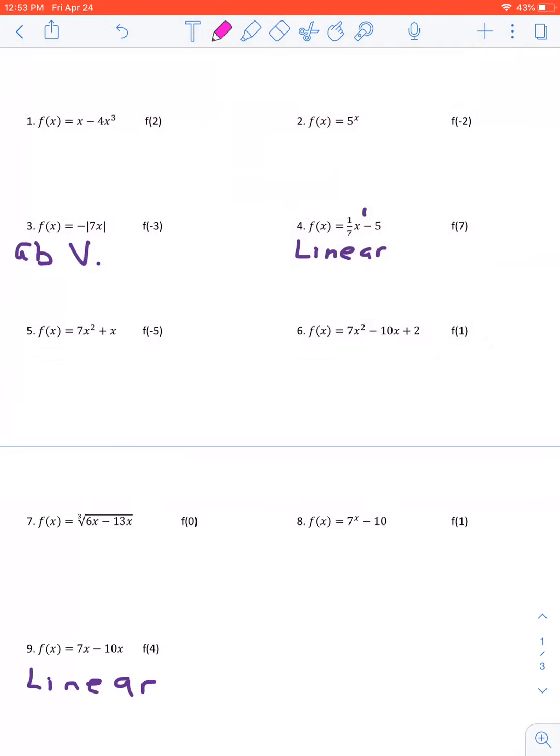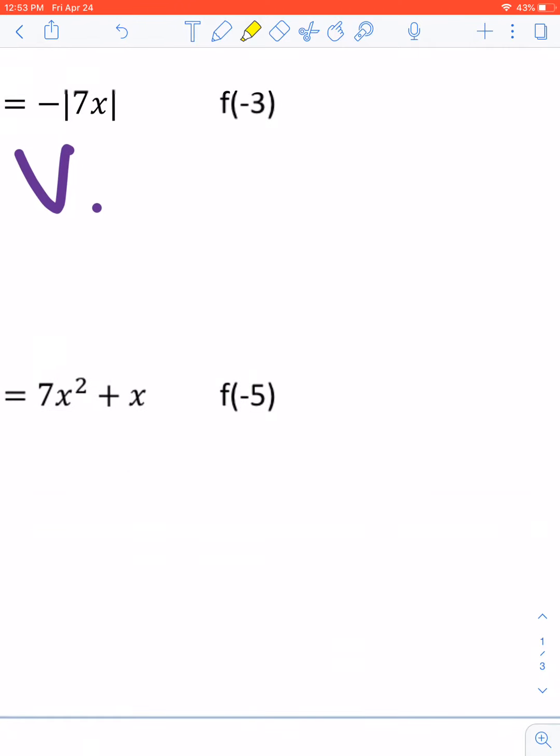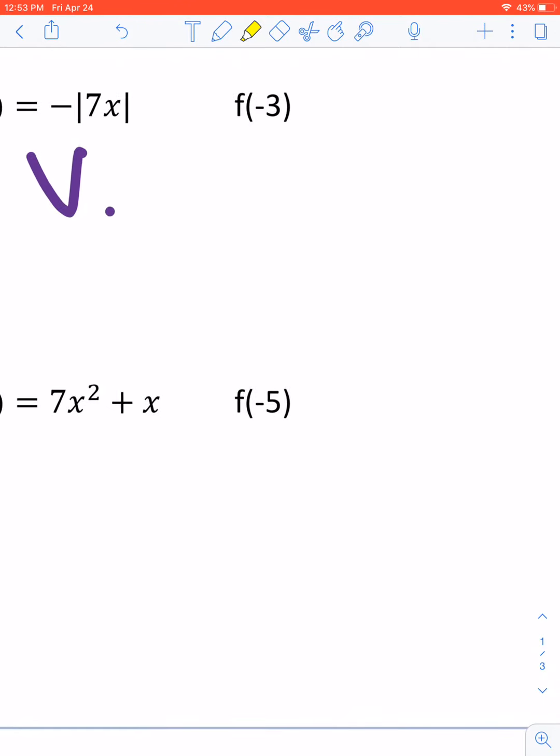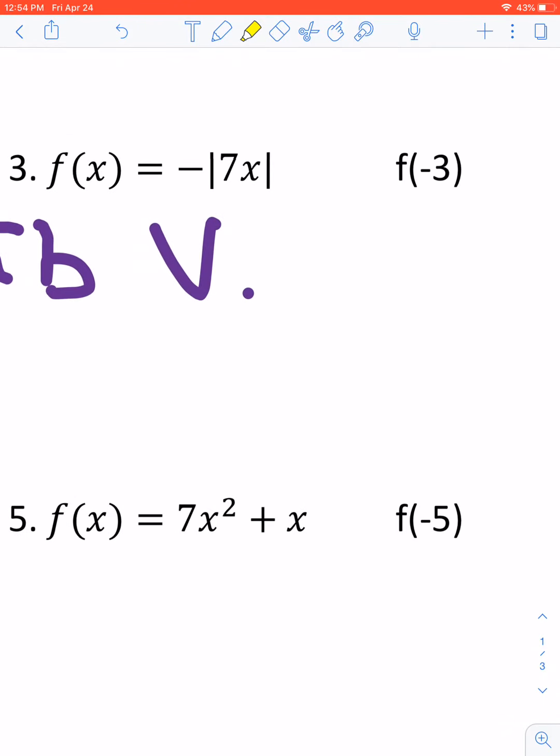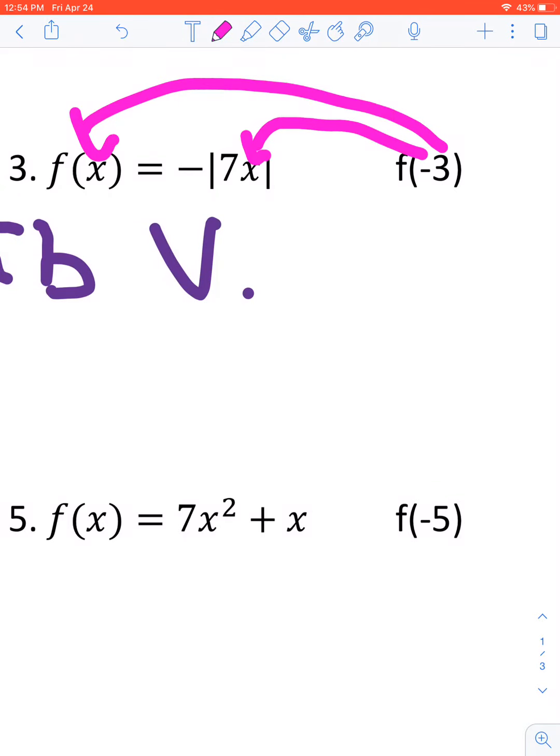And then they're going to say this little part right here says f of negative 3. So what does that mean? Well, they want you to evaluate the function when x equals negative 3. So let me make this a little bigger. If we look at this equation right here, they want you to take this negative 3 and plug it in for x, which means I also take that negative 3 and plug it in for x.